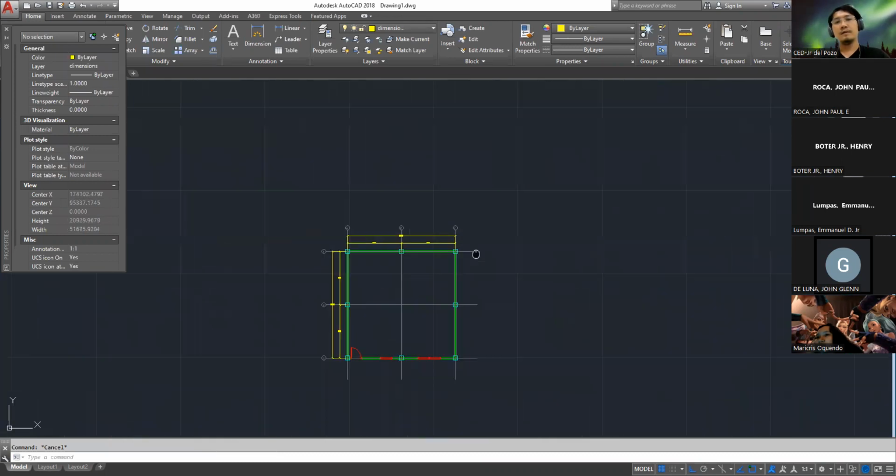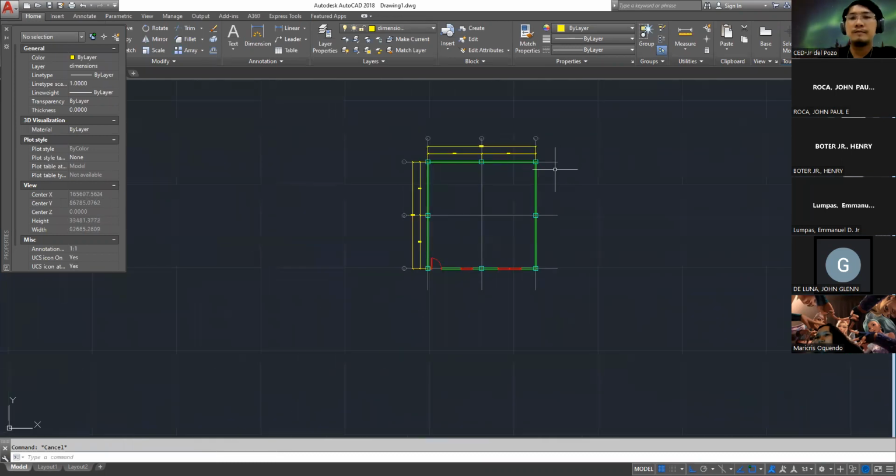Okay? Question sa floor plan? Tapos na yun. Yun lang naman yung kailangan natin. Doors, window, wall, column, dimension, and grid lines. Question?